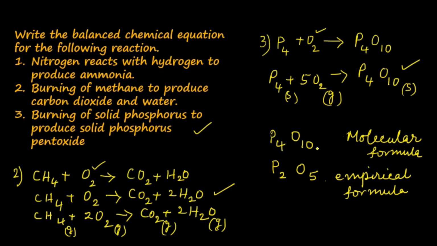But before we wind up, the molecular formula of phosphorus pentoxide is P4O10. Its empirical formula will be the least ratio, as we have already seen, P2O5. Generally, phosphorus pentoxide is represented by the empirical formula. So you may find in many books phosphorus pentoxide represented as P2O5. I hope it is clear.